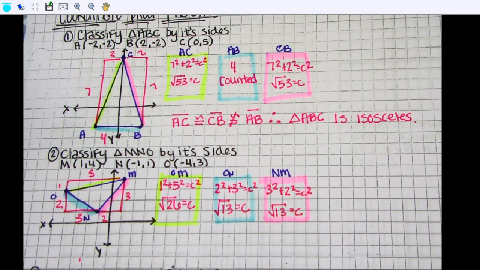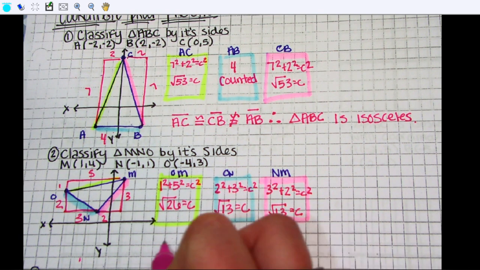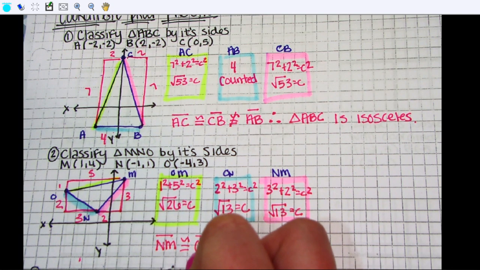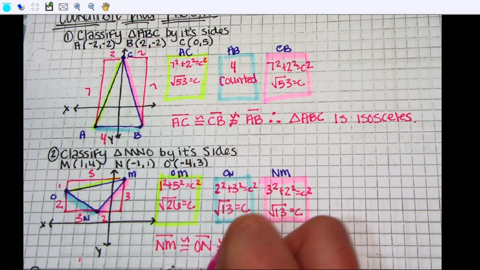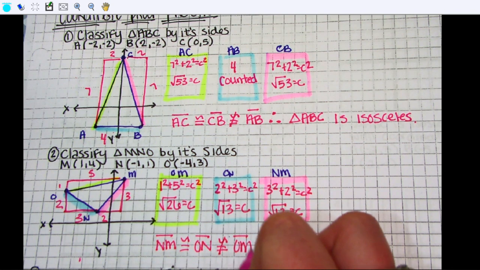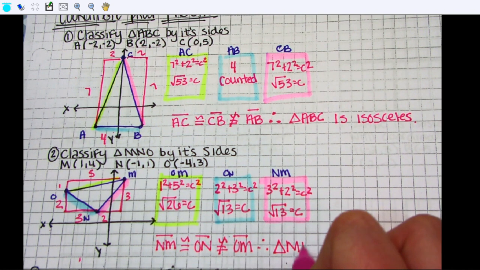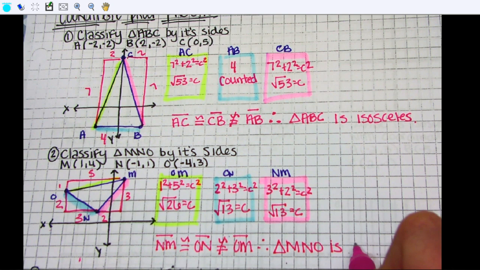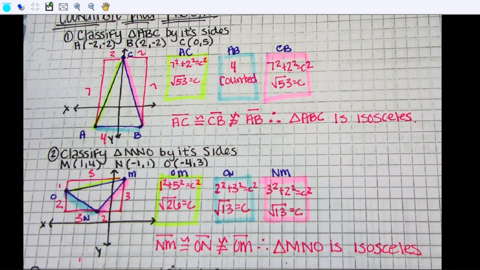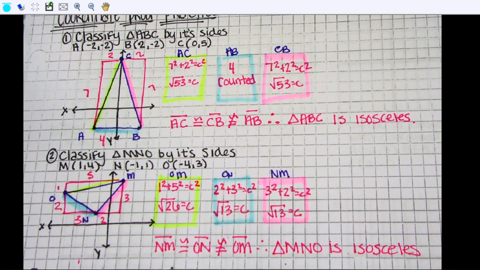How do we write our statement? NM is congruent to ON, and not congruent to OM. Therefore, triangle MNO is isosceles. It's okay. It's a super weird word. It's got Greek origin, so it's basically a Greek word. That's okay. There you go.